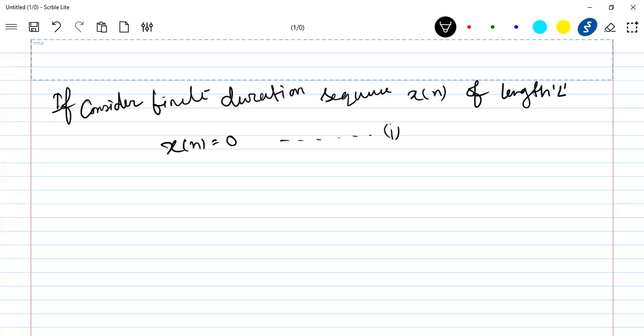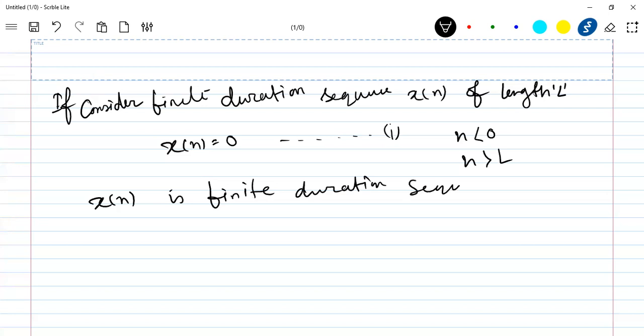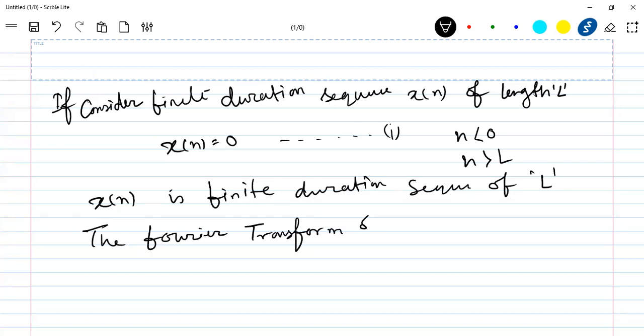Remember the DTFT formula. In that case, the duration of the sequence is not fixed with L. So here we consider the fixed length of L, where n lies between 0 and L. Then x[n] is, as I already wrote in the previous line, a finite duration sequence of length L. Then the Fourier transform of equation 1. Anyone guess what the Fourier transform of equation 1 is for the finite length?